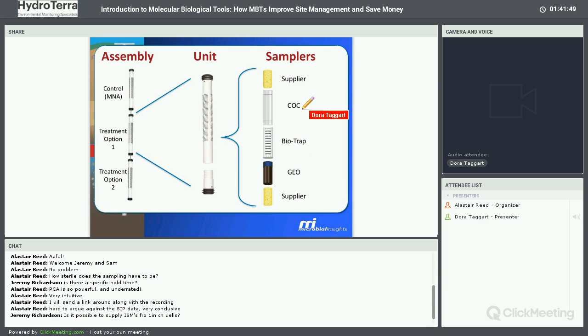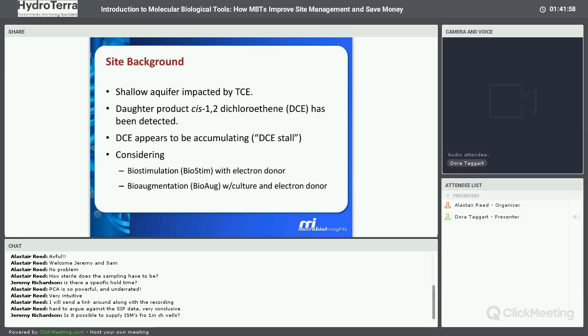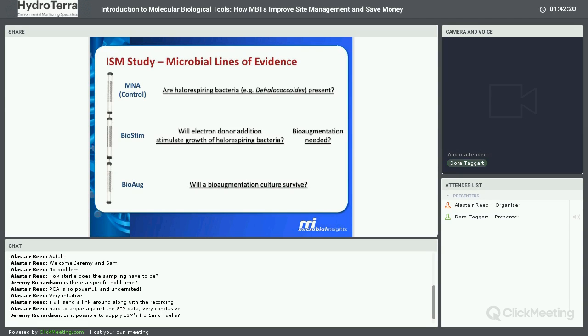So as a result of these studies, you're going to get your chemical, your geochemical, and your microbial lines of evidence all in one little unit here. Let me walk through a quick example for you. This is a typical chlorinated site that's impacted by TCE. DCE was detected in the groundwater monitoring data, but they weren't showing any vinyl chloride or ethane. So the client wanted to answer the question if biostimulation with an electron donor was going to be sufficient, or if they needed to do bioaugmentation.